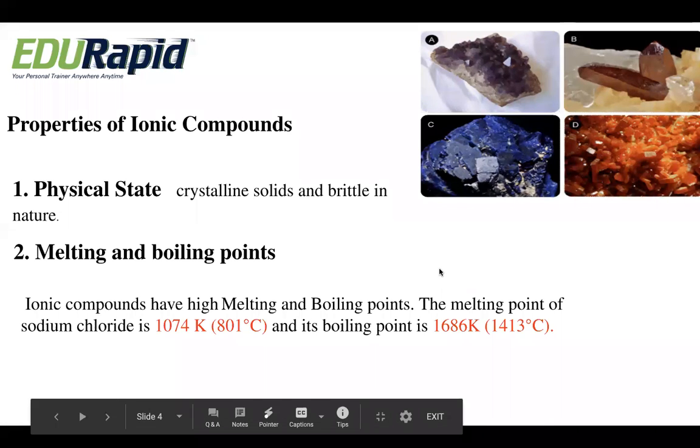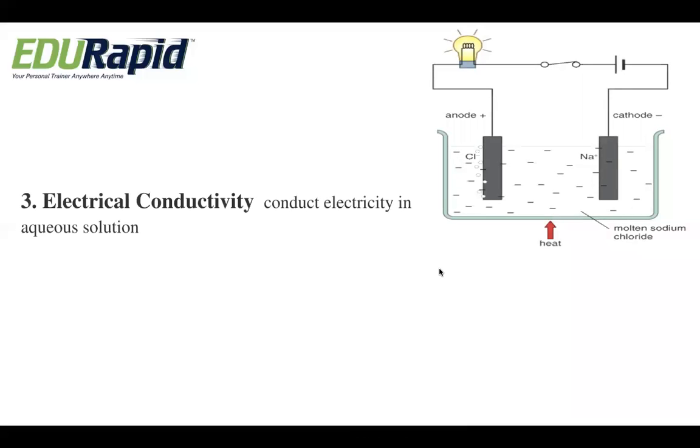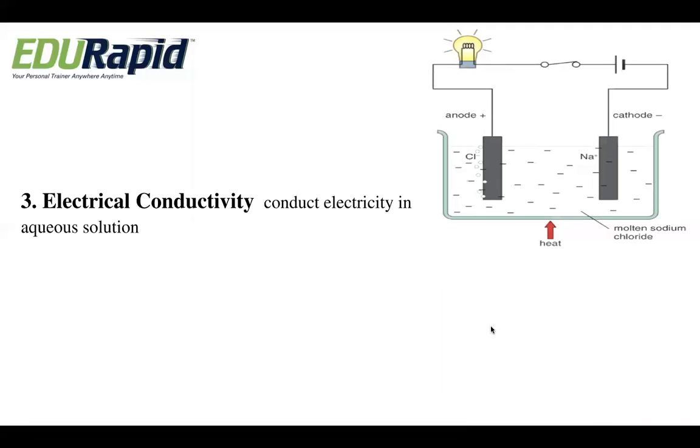We'll move to the next important property of ionic compounds, that is electrical conductivity. So how about the electrical conductivity in the case of ionic compounds? They conduct electricity in aqueous solution. Yes, we can say that ionic compounds are good conductors of electricity. Why? In simple words, because of the presence of ions.